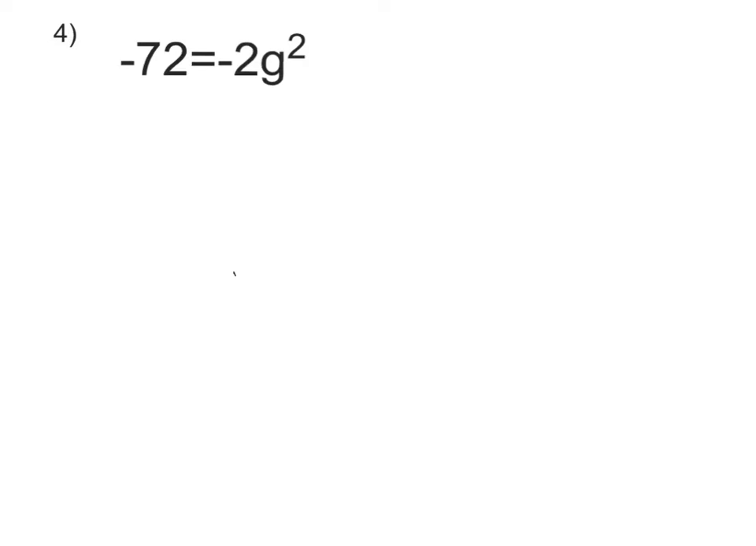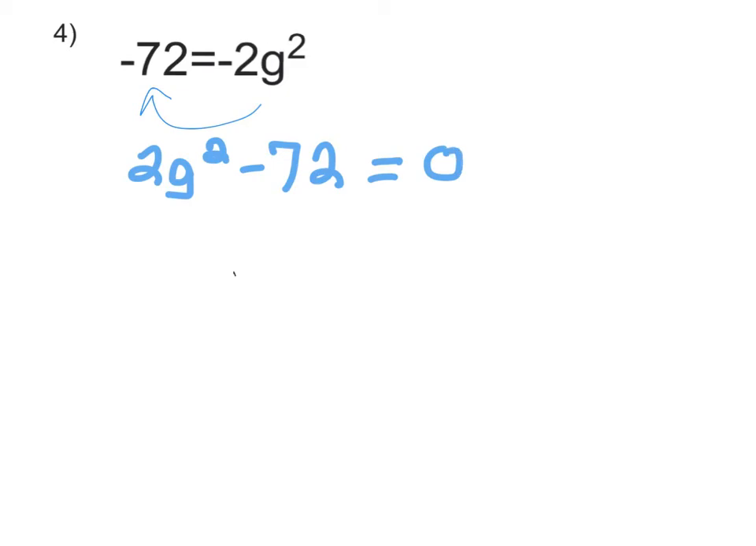We're going to move the negative 2g squared over to this side. So that's going to give us positive 2g squared minus 72. And now we can set that equal to 0. Now, if we look at 2g squared minus 72, we need to factor it. So what would be the best way to factor that equation or that binomial? Well, we know we always want to start off by looking for the greatest common factor.